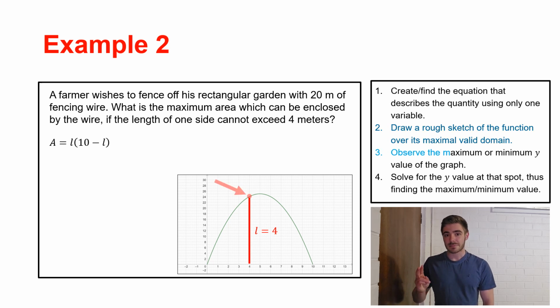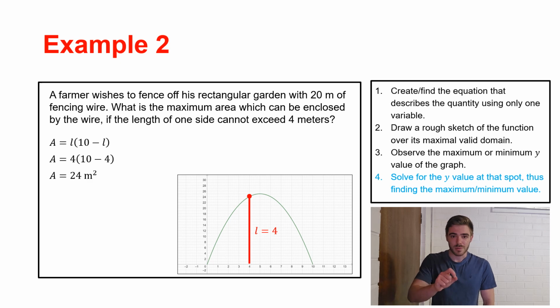So to find the maximum of this graph, we can identify that the maximum is going to occur when L equals 4, since that's where the tallest y value is now. So just like before, we're going to sub in L equals 4 into our equation, and then solve for the new area, giving us an area of 24 meters squared.